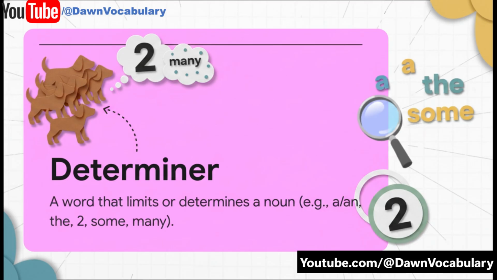Words like the, to, some, or many. If I just say I have dogs, well, that's pretty vague. But if I use a determiner and say I have 2 dogs, you instantly have a clear boundary. That is the limiting power of the determiner, for sure.